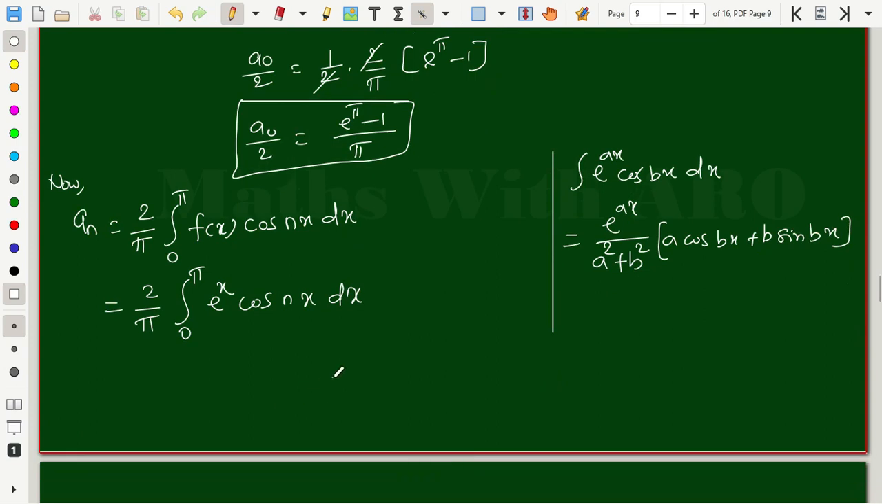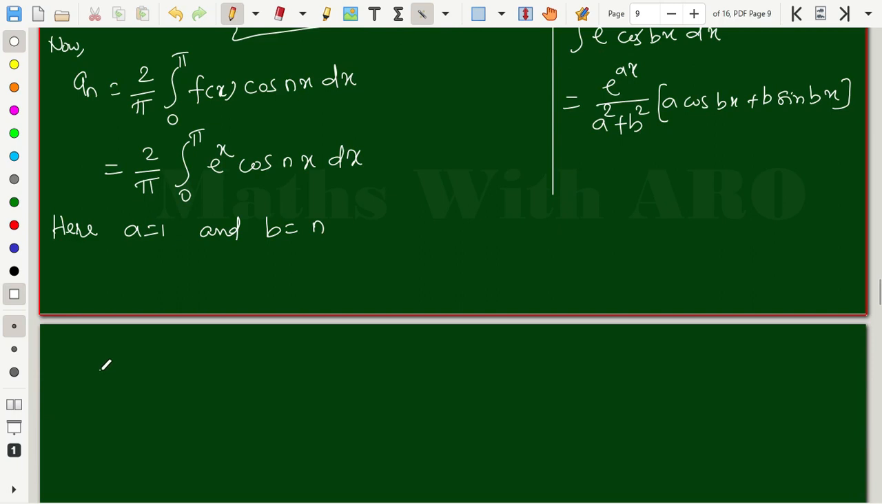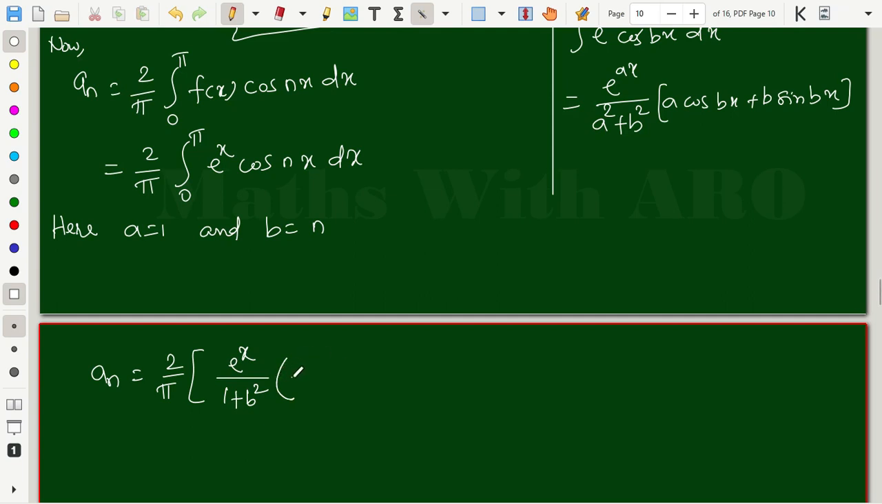ஸோ இங்கே சப்ஸ்டிட் பண்ணோம் அப்படின்னா compare these two, இங்கே a யோட வேல்யூ 1 அப்படின்னு கிடைச்சிடும். Here a is equal to 1 and b is equal to n அப்படின்னு கிடைச்சிடும். ஸோ இங்கே சப்ஸ்டிட் பண்ணோம் அப்படின்னா we get the answer an is equal to 2 divided by pi into e power x divided by 1 plus n squared, then a யோட வேல்யூ ஜஸ்ட் 1 தான், cos nx plus n into sin nx அப்படிங்கிற வேல்யூ கிடைச்சிடும்.